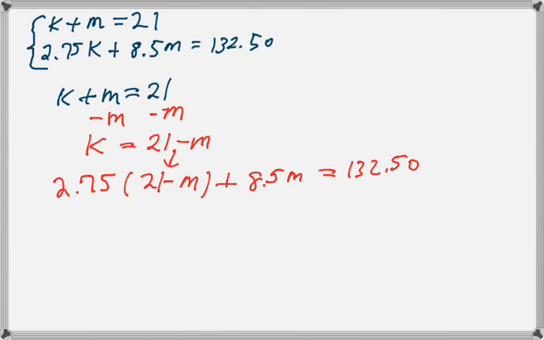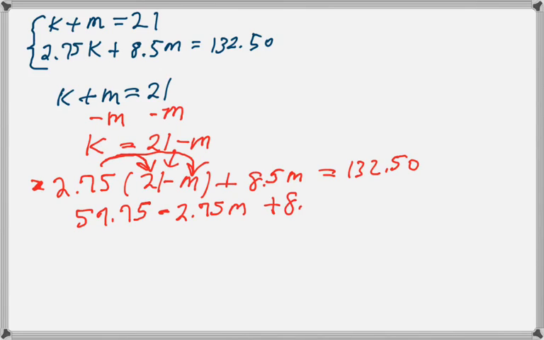So we're going to distribute our 2.75 to 21. So 2.75 times 21 is going to give us 57.75. So we have 57.75 minus 2.75 times negative M, which gives us negative 2.75 M plus 8.5 M, which equals 132.50.